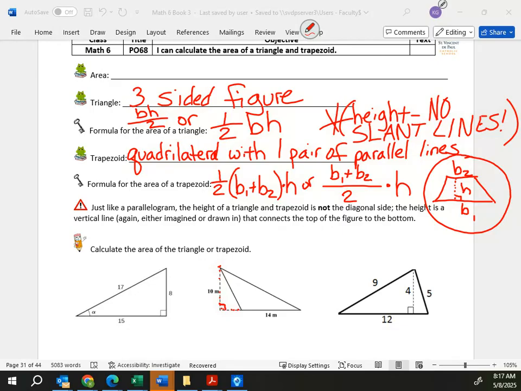Okay. Again, because I have students fall for it every year, put an asterisk: no slanty sides for height. Don't fall for it.